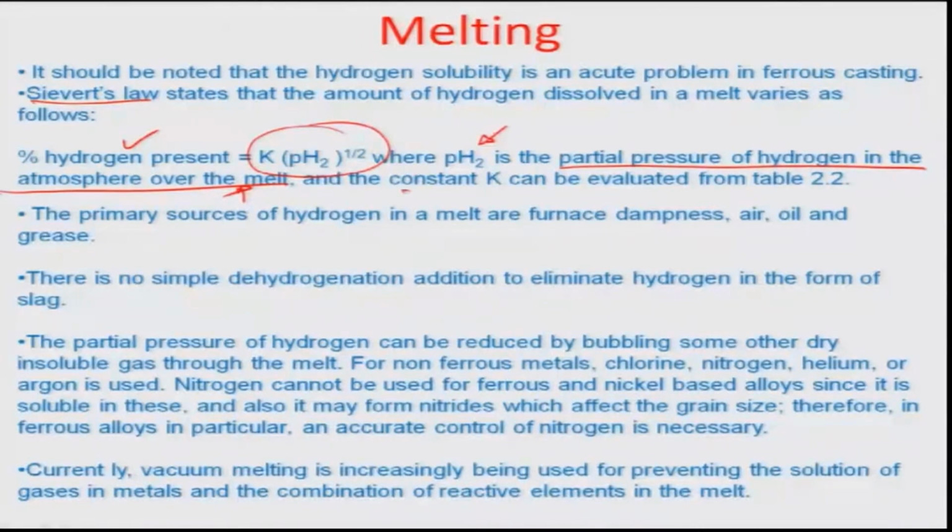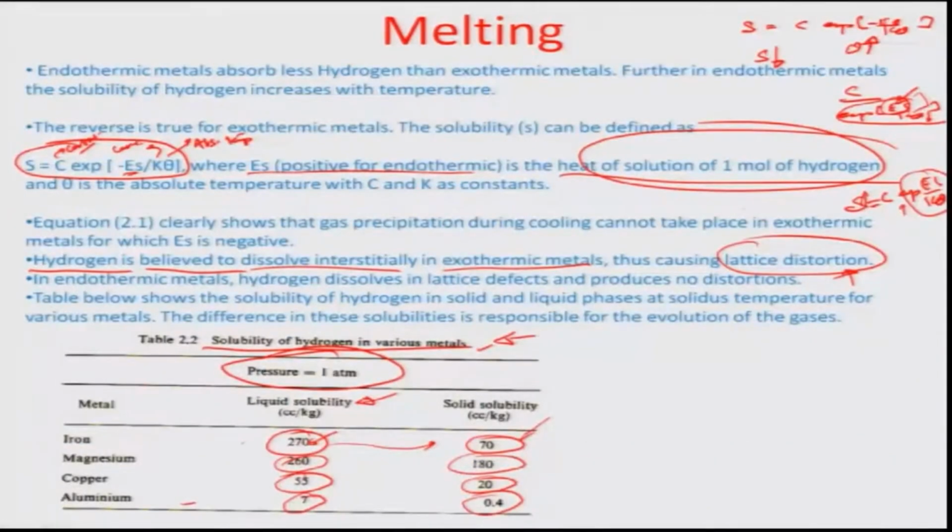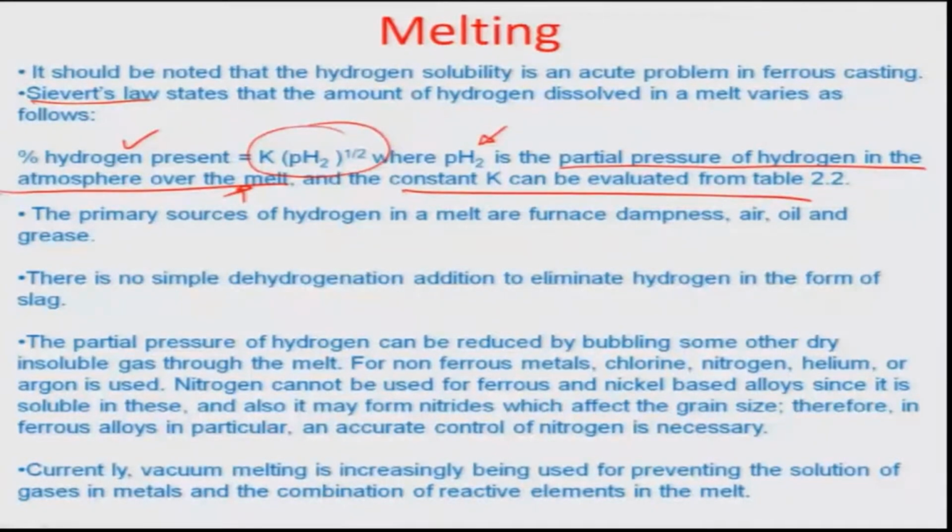Okay. So, the constant K actually can be evaluated from table 2.2, where you can see the solubilities S to be given in iron, and so with that you can evaluate with different, like if the partial pressure is 1 atmosphere and the percentage present is some x cc per kg as a percentage, then the K obviously is going to be the value in cc per kg, as a percentage of the hydrogen present. So, you can calculate from the table this K value for the various metals, assuming 1 atmosphere partial pressure of hydrogen.